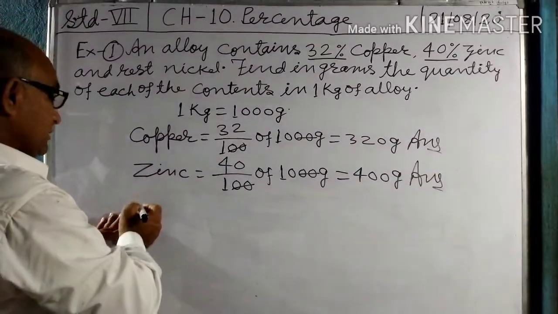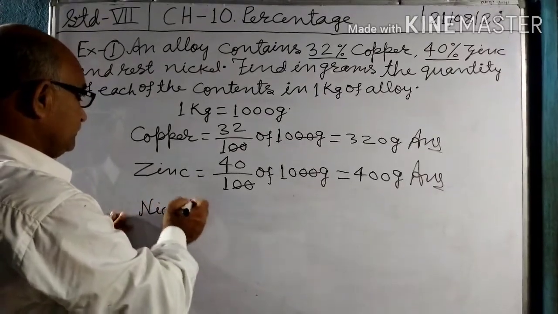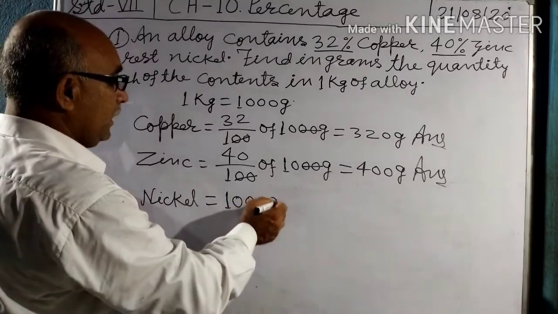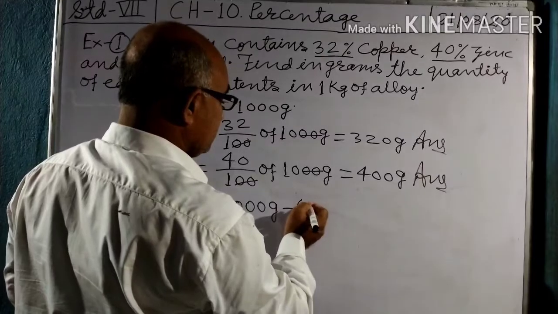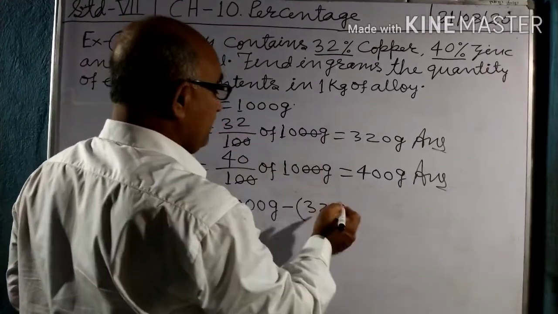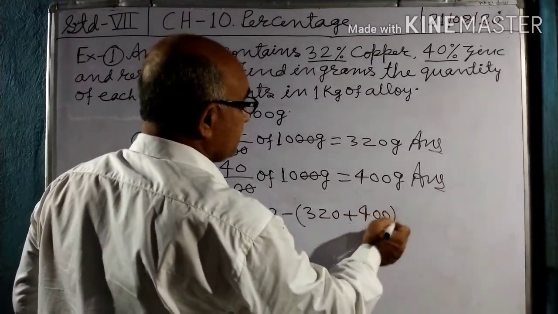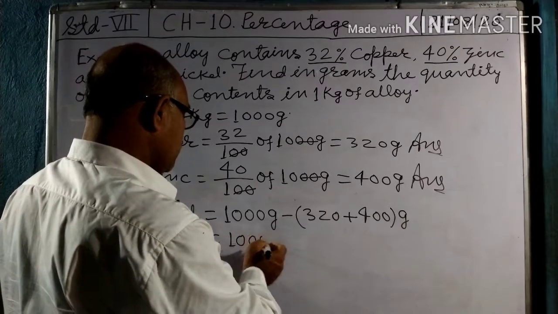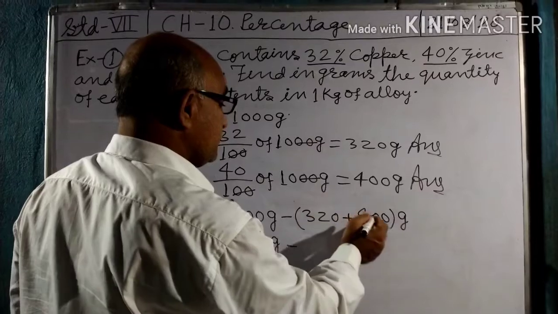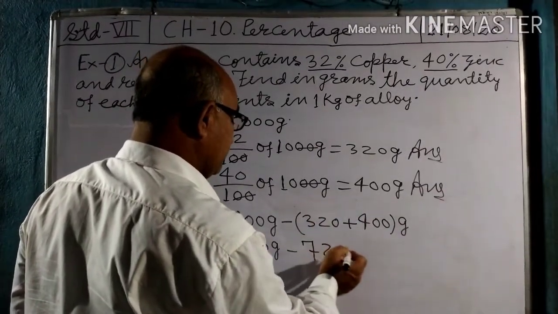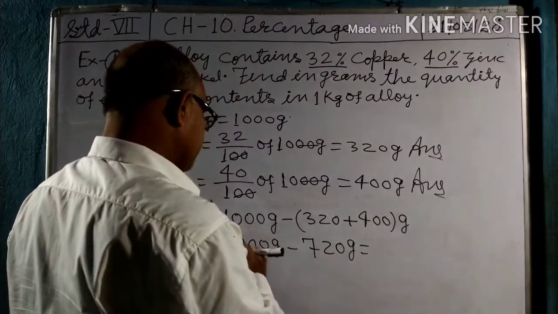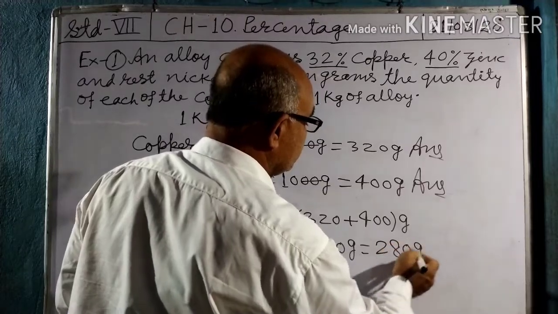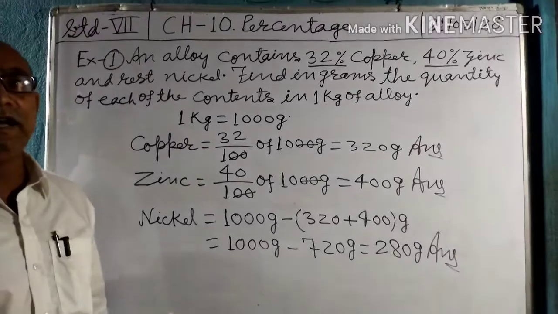And the rest is nickel. So nickel equal to total amount, 1000 gram, minus 320 gram copper plus 400 gram zinc, equal to 1000 gram minus 720 gram, equal to 280 gram. Understand and write it.